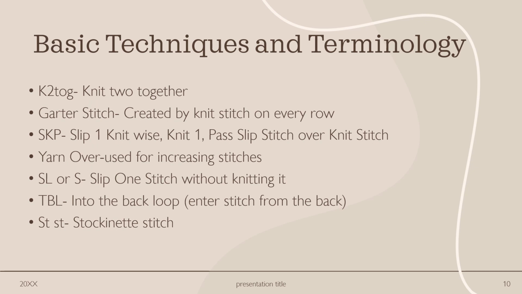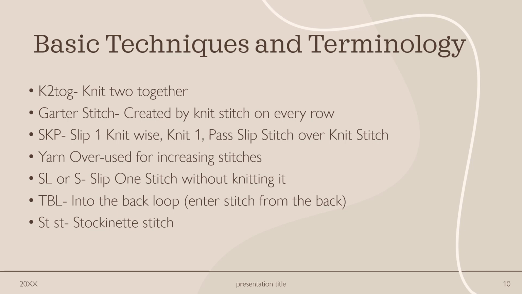Garter stitch. This is created by knit stitch on every row. SKP, slip 1, knit 1, pass slip stitch over knit stitch. Yarn over. This is used for increasing stitches. SL or S, slip 1 stitch without knitting it.